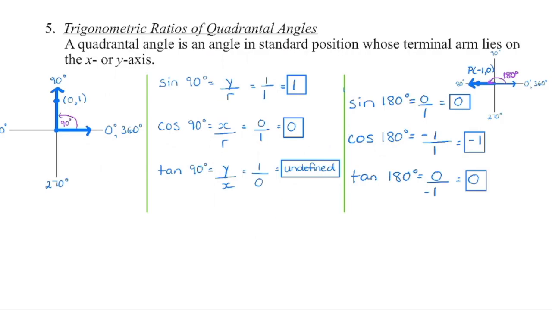So again, if you go back to your 3 ratios here, sine is y over r. So my y-coordinate is 0. There would be a radius of 1 unit, so 0 divided by 1 is 0. Cosine is x divided by r, so our x-coordinate is -1. R is still that +1. -1 divided by +1, you have a -1 for a cosine ratio. And tangent is y divided by x. So y is 0, x is -1, gives us a ratio of 0.